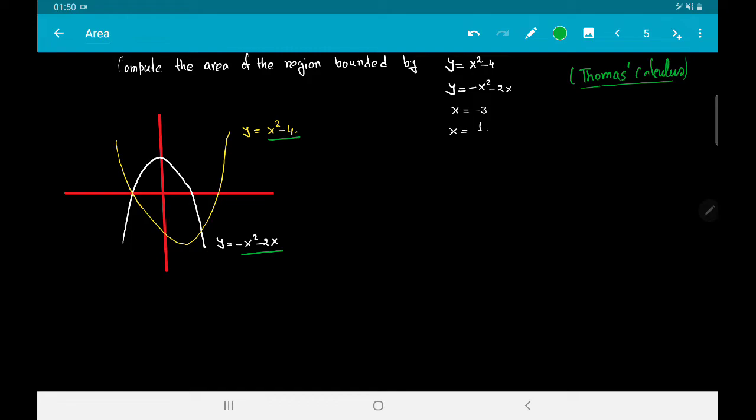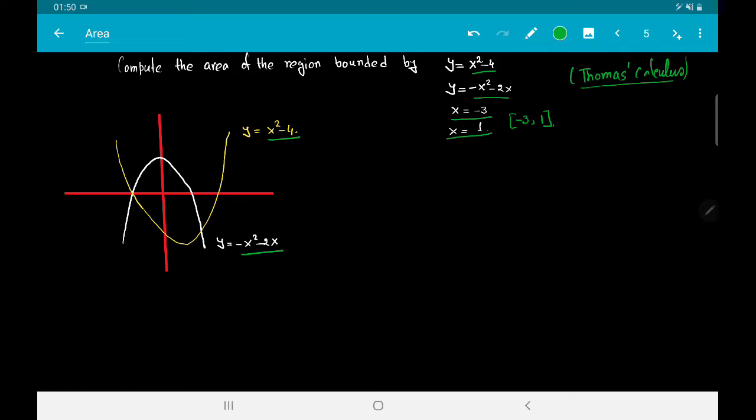And suppose we want to know the area which is bounded by these two curves, which is given by y equal to x square minus 4 and y equal to minus x square minus 2x, and in the region when x belongs to the closed interval minus 3 to 1.